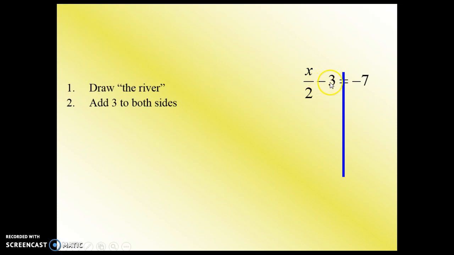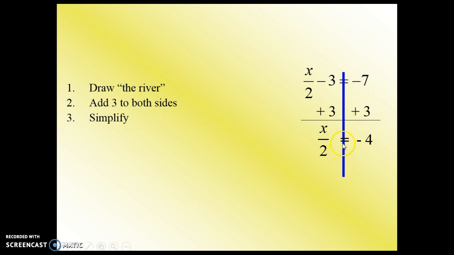How do we undo minus 3? We do the opposite. The opposite of minus 3 is plus 3. So we add 3 to both sides. We bring down our x over 2. We simplify that, we get negative 4.